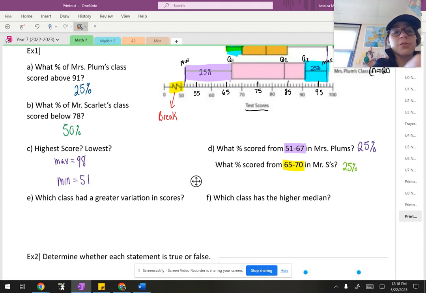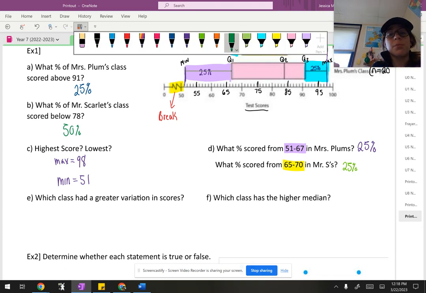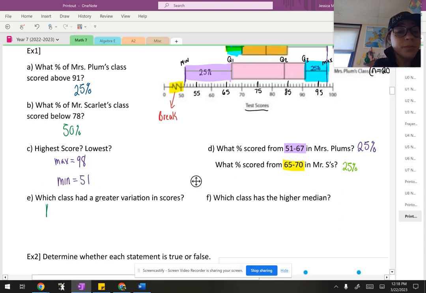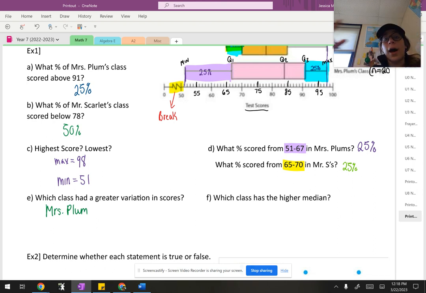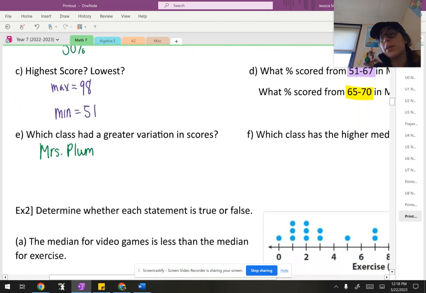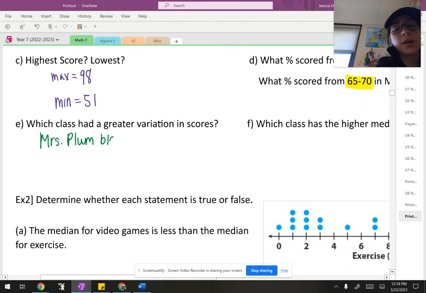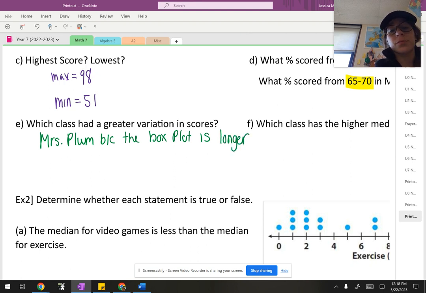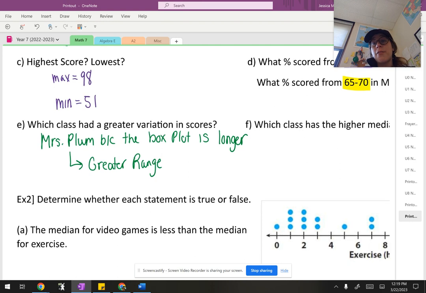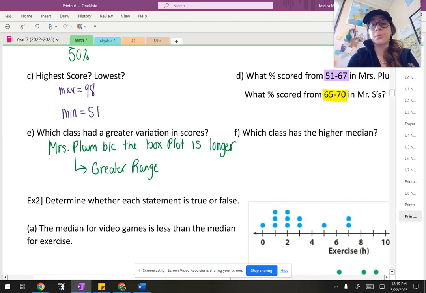Which class had the greater variation in scores? You need to explain which one you're going with. Mrs. Plum has the greater variation, and that's simply because her box plot is larger. It has a wider range. It has a longer box plot. Mrs. Plum, because the box plot is longer, aka it has the greater range. That's what it means to have a longer box plot. It means your range is greater.